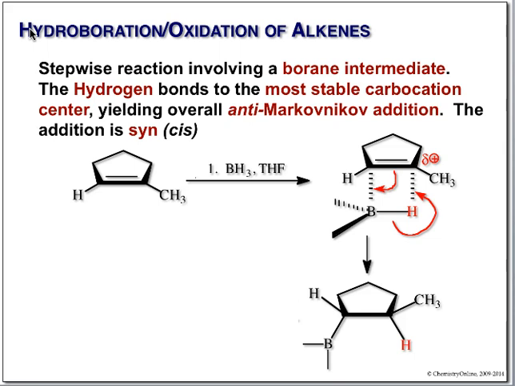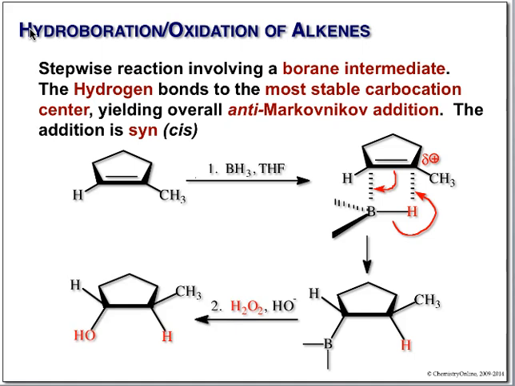Step 2. Just like we had a problem getting rid of the mercury, we have to get rid of our boron now. And we do that simply by adding peroxide. You don't need to know the mechanism, although I think it's in the book. It simply cleaves off the boron, and the oxygen is in exactly the same place that the boron was. So bottom line, we have made an alcohol, anti-Markovnikov regiochemistry, and they're on the same side of our molecule.